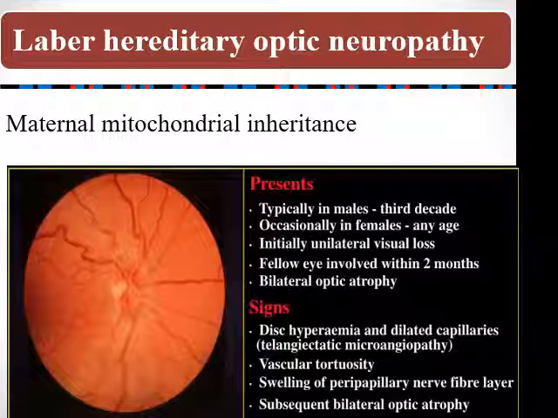On examination, the optic disc is swollen, hyperemic, with dilated capillaries over the disc that extend to the adjacent retina, that's to say, telangiectatic microangiopathy. There is also swelling of the peripapillary nerve fiber layer, and then there is optic atrophy. And despite the optic atrophy, the pupillary light reaction appears relatively good.